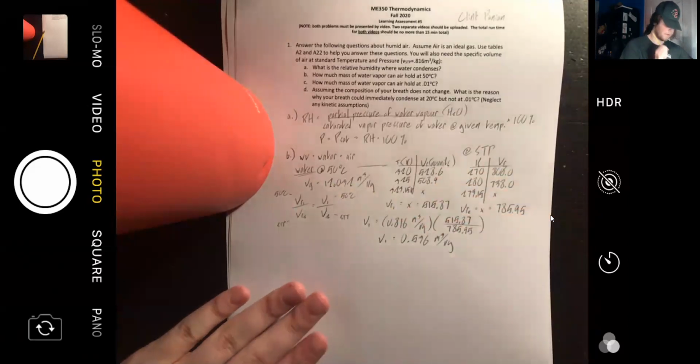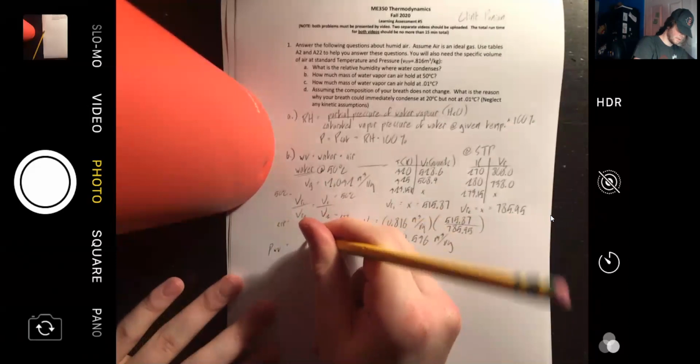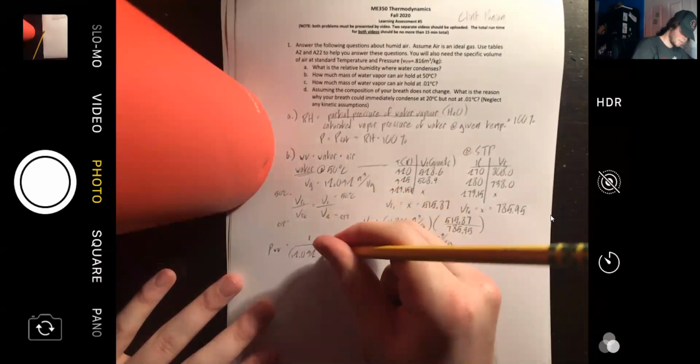That's the air specific volume. So to get the density of the water vapor, we're going to do the inverse of the water's and air's specific volumes, because the units for specific volume are the inverse of the units for density. So we just take the inverse, and we can get a density value.